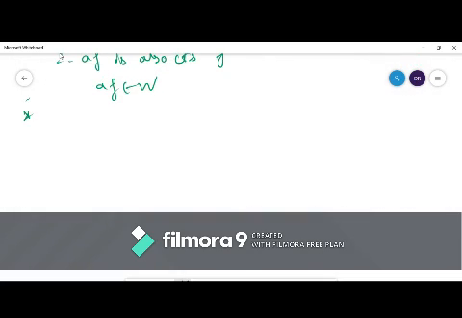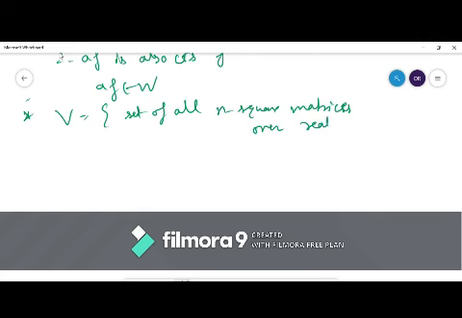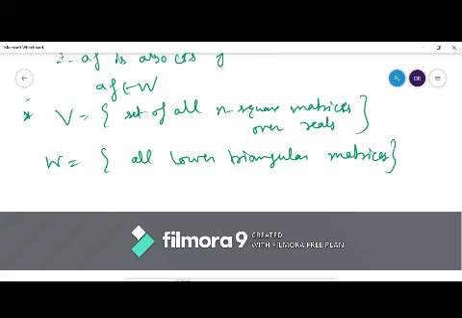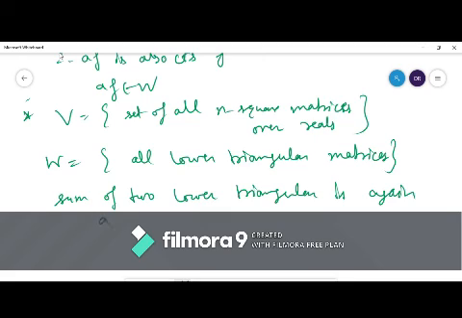Next is: if V is the set of all n square matrices over reals and W is the set of all lower triangular matrices, then W is also a subspace, because we know that the sum of two lower triangular matrices is again a lower triangular matrix.